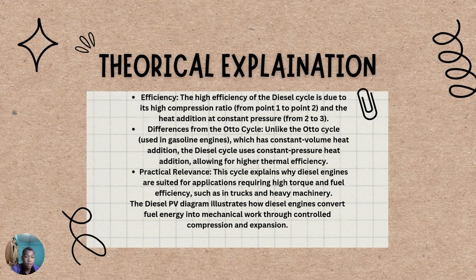For the practical relevance, this cycle explains why diesel engines are suited for applications requiring high torque and fuel efficiency, such as in trucks and heavy machinery. The diesel PV diagram illustrates how a diesel engine converts energy to mechanical work through combustion, expansion, and compression. Okay, that is all from me.